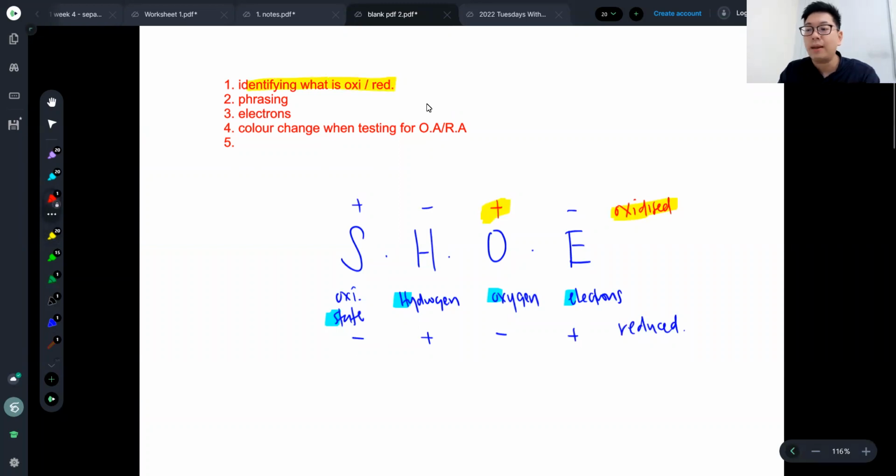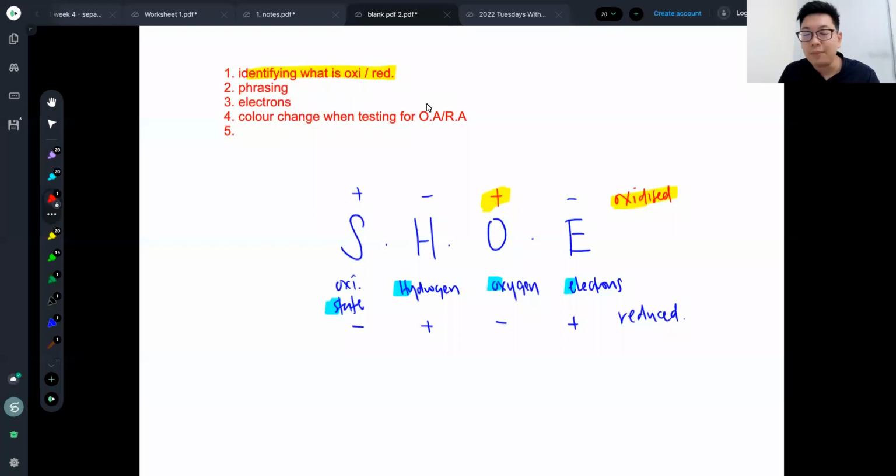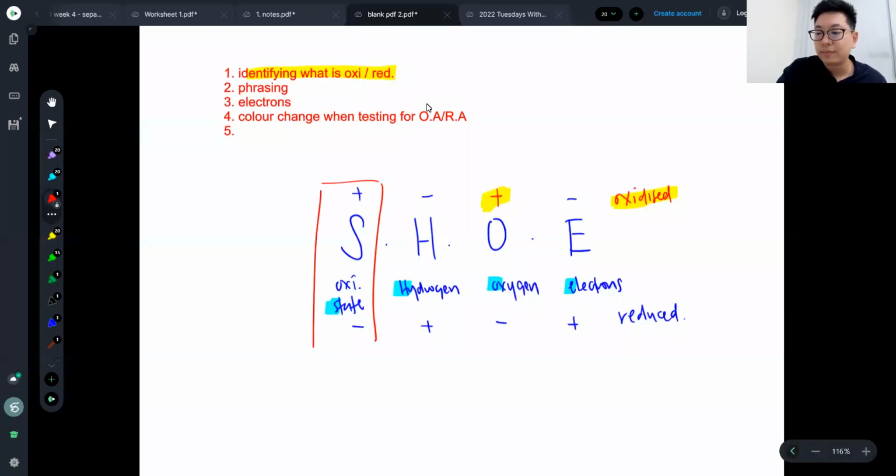Number 2, you're good. So how do we identify what is oxidized and reduced? We can look at oxidation state, which is very similar to charge. We can look at hydrogen, oxygen, or electrons. Now, for me, to save time, I will always just look at oxidation state.